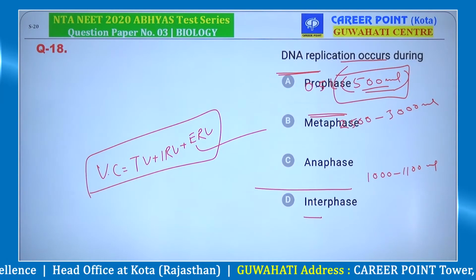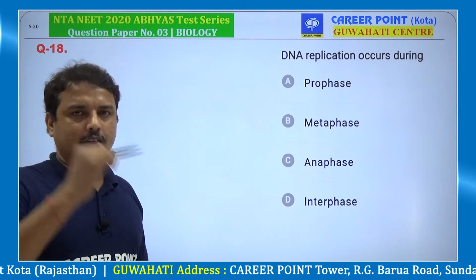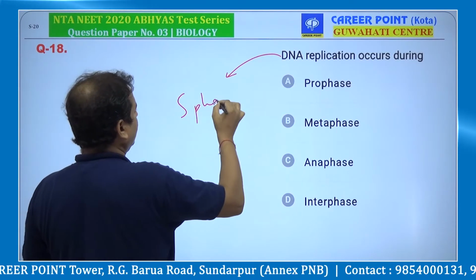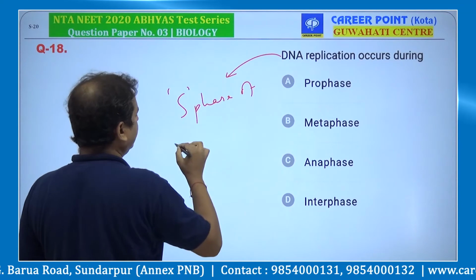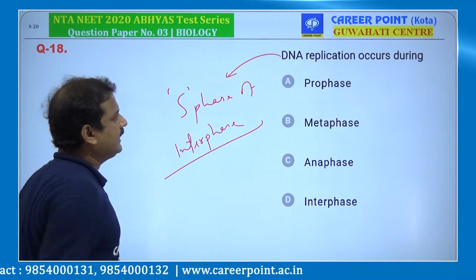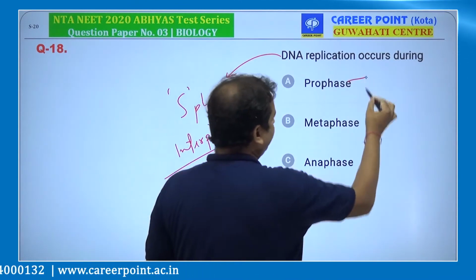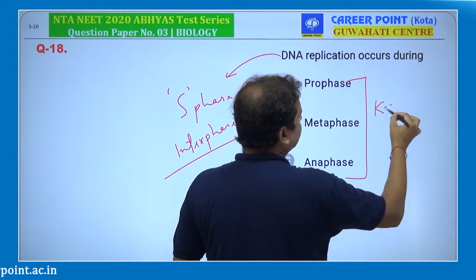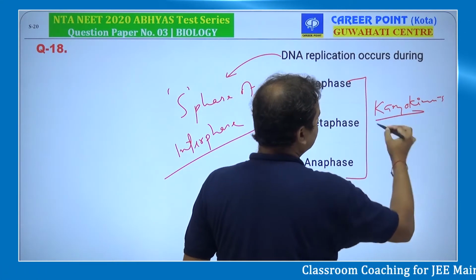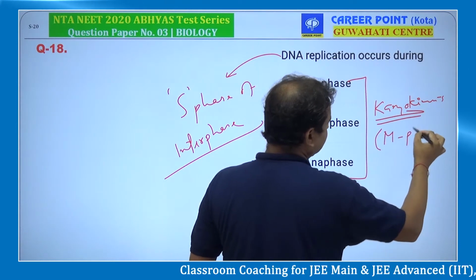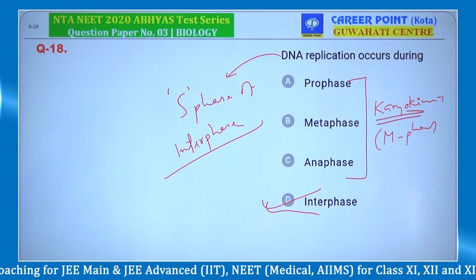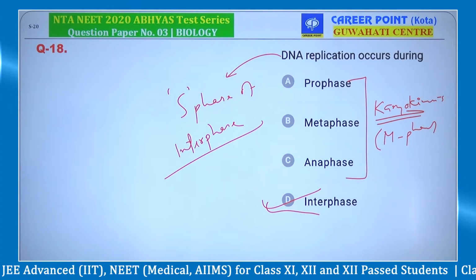Next. DNA replication occurs during the S phase of interphase. Prophase, metaphase and anaphase are part of karyokinesis. These are the steps of karyokinesis. Karyokinesis is a part of the M phase. So here the answer is D, interphase. DNA replication occurs during interphase.